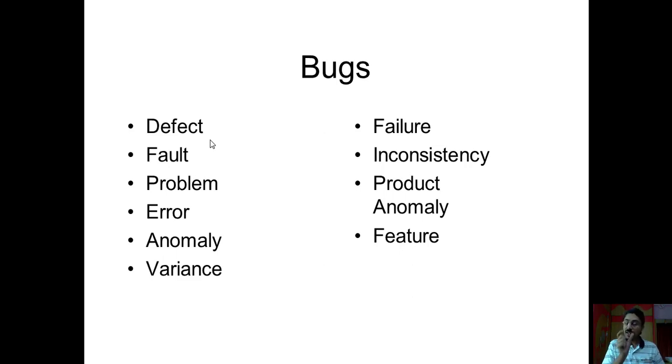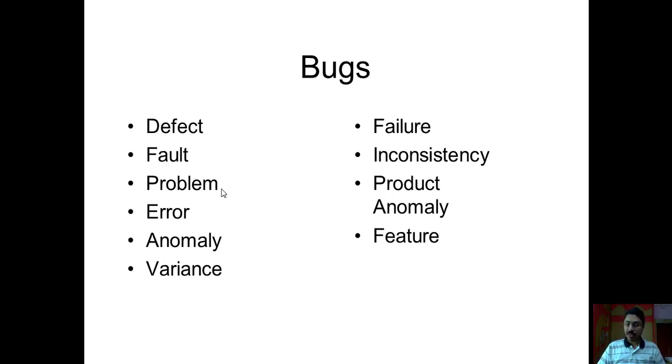So here the word defect means something which is not consistent with the expectations. What you expect is different and what the product is delivering you is different. That is called a defect. Then there are other words like fault and problem. I will explain fault, error, and failure in another way. We will just go through the other terms now.